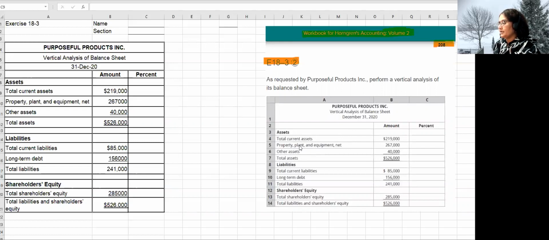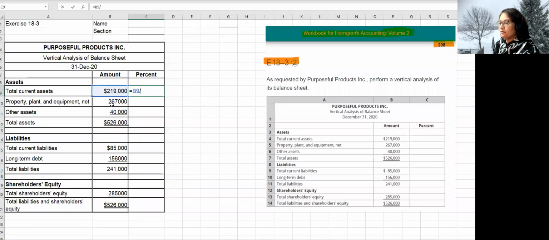In the case of the asset side, each element of the assets is expressed as a percentage of the total assets, whereas on the liabilities and shareholders' equity side, each element is expressed as a percentage of the total liabilities and shareholders' equity base amount. Now the same information is put into Excel over here, so we can find out how it can be calculated. Let's look at the first one, total current assets, which is 219,000, which will be expressed as a percentage of total assets.